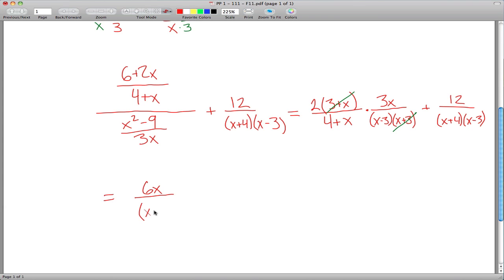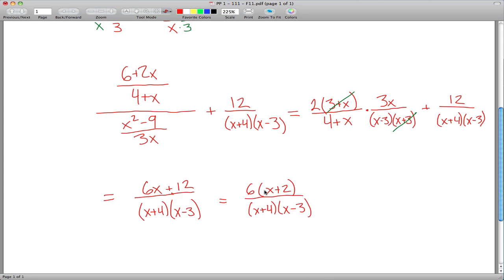4 plus x is just the same as x plus 4 times x minus 3. And if you notice, this denominator is now the exact same as this denominator. So instead of writing this plus this, we can just write the denominator once and add the numerators, 6x plus 12. And I suppose there's a 6 in both of these guys, so if we thought it was simpler, we could write the numerator as 6 times x plus 2 and leave the denominator alone.